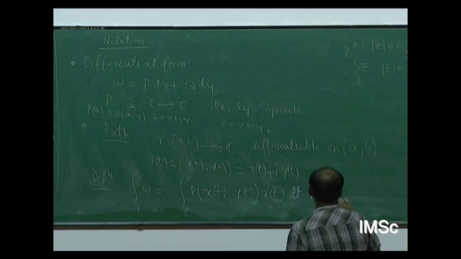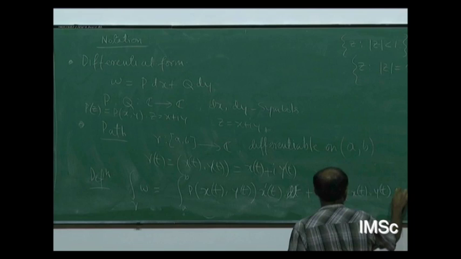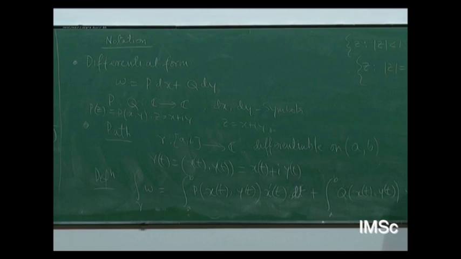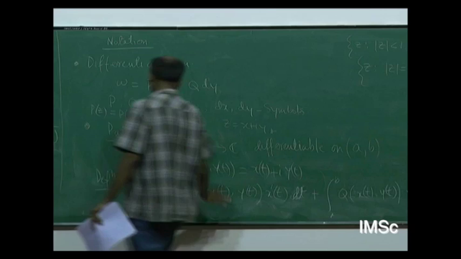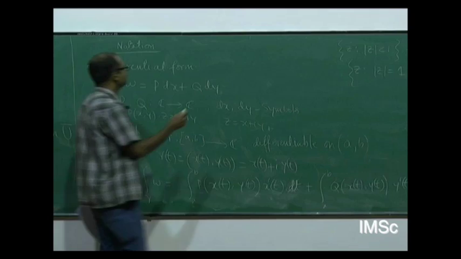So that is this Q part, Q(x(t), y(t)) y'(t) dt, so the derivative of y, and dt. So that is the integration of a differential form. And so what is the integration of a function? We will simply write it as a differential form.